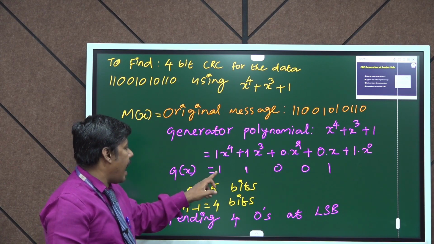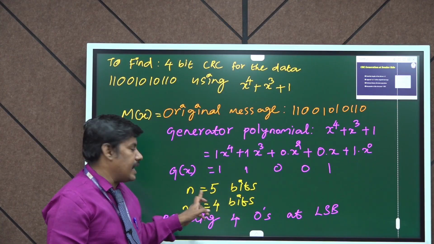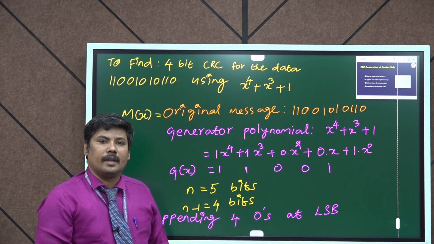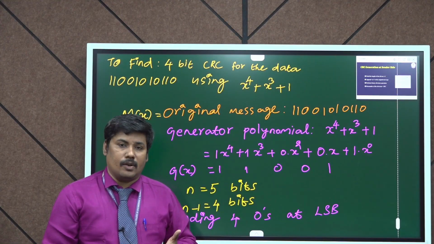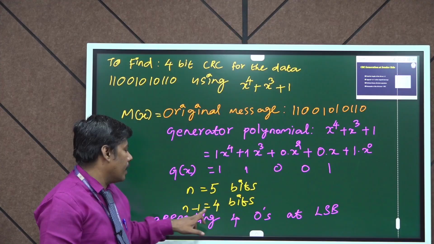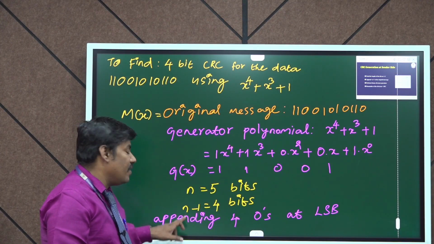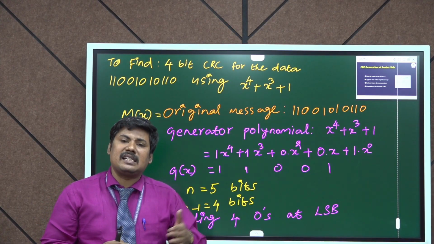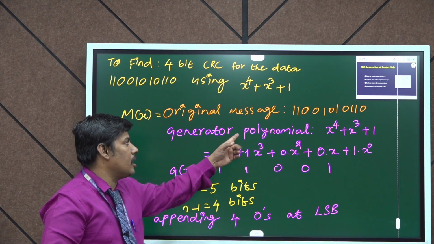So here I have 5 bits, so I am writing n equal to 5 bits. Then we need to calculate the n minus 1 value, which is 4 bits. In the divisor we need to calculate the n minus 1, 4 bits value. So we need to append 4 consecutive zeros on the least significant side of the original message.